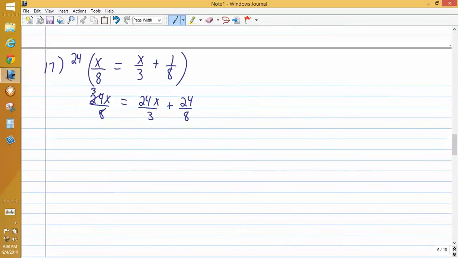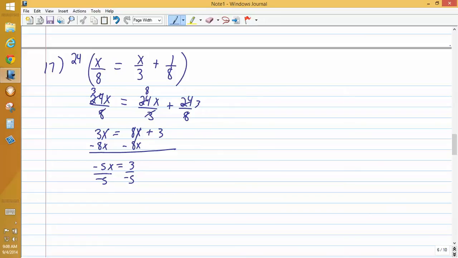So that's going to be 3x equals 8x plus 3. Alright, so to solve for x, I need to move this x over to the left side. So subtract 8x from both sides. So I get negative 5x equals 3. Divide both sides by negative 5. So I have x equals negative 3/5.